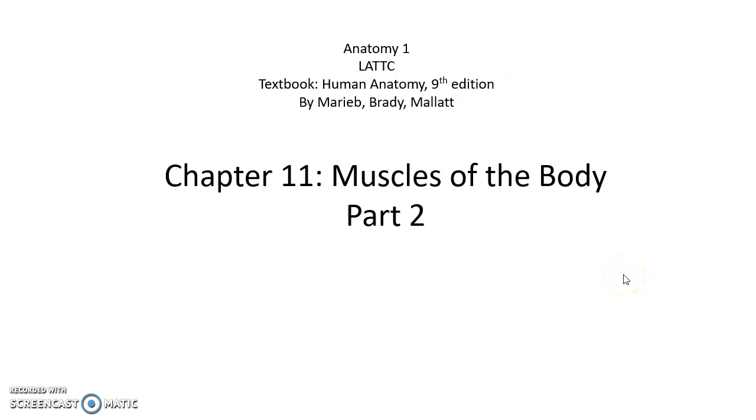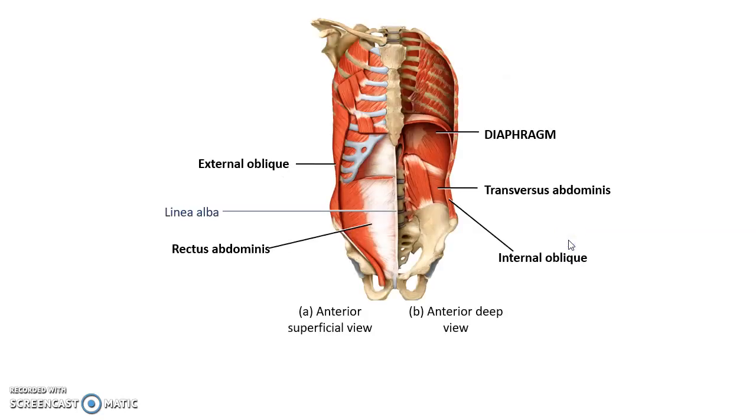Chapter 11, Muscles of the Body, Part 2. So, we last left off talking about the muscles in the trunk of the body. Here you can see the diaphragm again, a sheet-like muscle between the thoracic cavity and abdominal cavity.